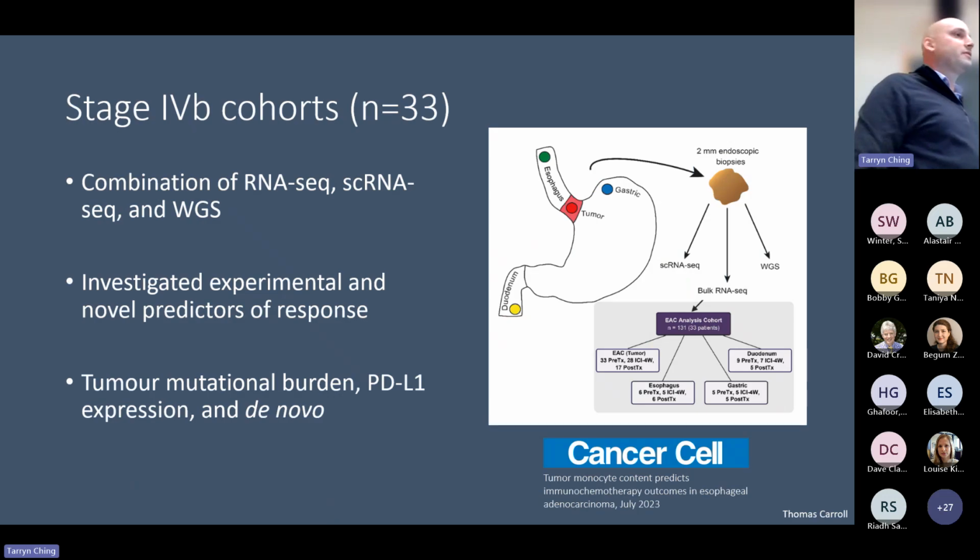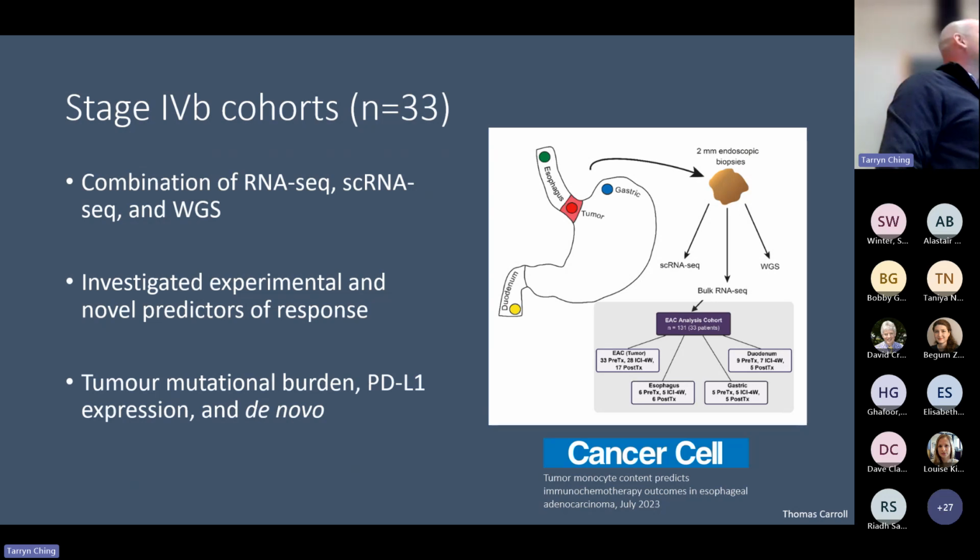In our palliative cohorts, which was 33 patients, we did a whole load of sequencing tests. We looked at RNA sequencing, single cell and whole genomes. We really wanted to investigate the experimental predictors of response that are already known about, and come up with our own predictors as well.